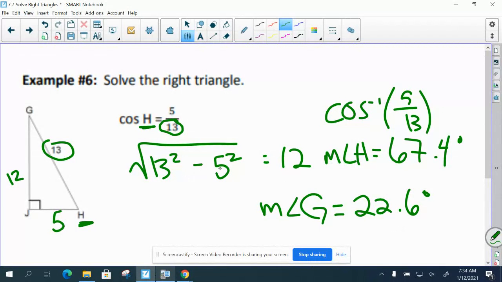Okay, we found our missing sides here. We found both of the angles. And so the point of this lesson was to put everything together that you've learned about using the sine, cosine, and tangent functions, and also learning about the inverse of those functions to find the angle measures, right?